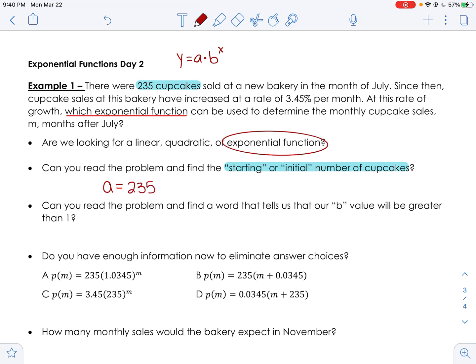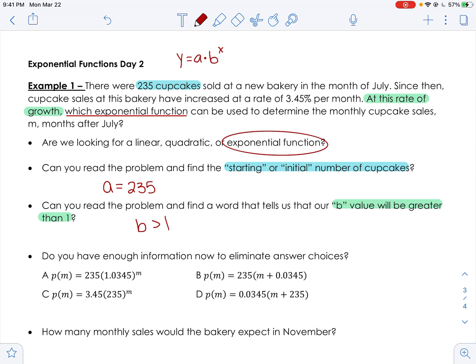Can you read the problem and find a word that tells us that our b value is going to be greater than 1? I'm going to highlight that in a new color. Our b value being greater than 1 means it's growth. It tells us that at this rate of growth, we're going to have growth, which means that b has to be greater than the number 1.